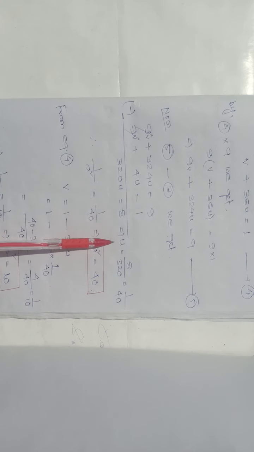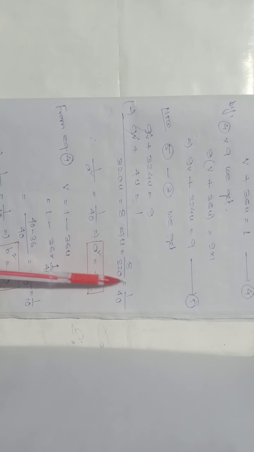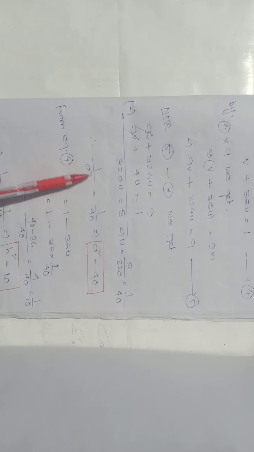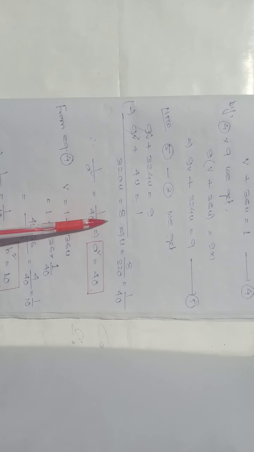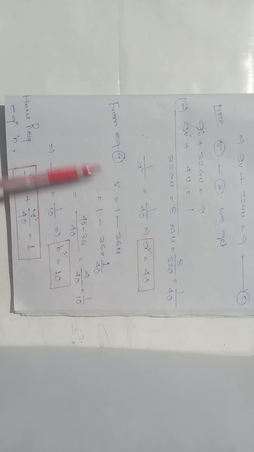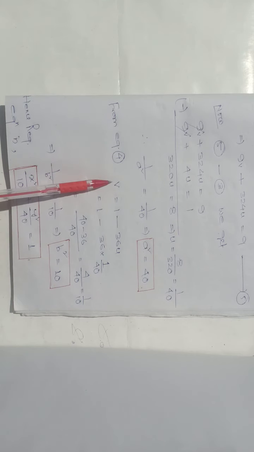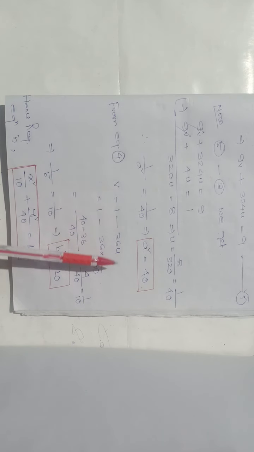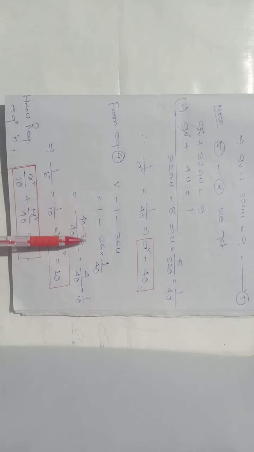So we have got 320u equal to 8, so u equal to 8 by 320, so 1 by 40. The value of u, we know that 1 by a square, so 1 by a square equal to 1 by 40, so value of a square equal to 40, right? Now putting the value of u in equation 4, we can find out the value of v. v equal to 1 minus 36u, so 1 minus 36 into 1 by 40. So 40 minus 36 by 40 equal to 4 by 40 equal to 1 by 10.